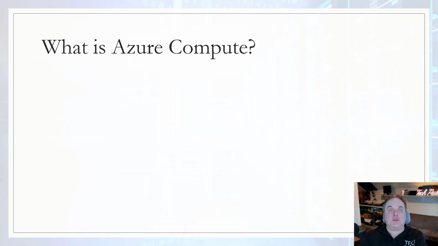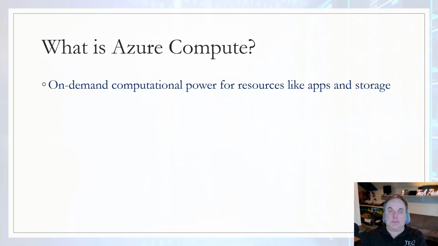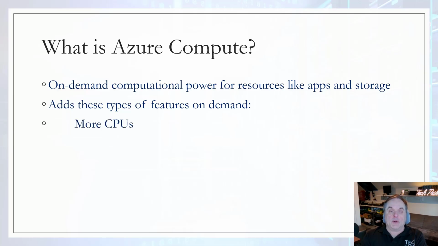So what is Azure Compute? As you can see, it's on-demand computational power for resources, for things like applications and storage. You're going to add these types of features on demand in order to increase your computational power. More CPUs, in this case they would be more virtual CPUs for virtual machines. Additional RAM for those virtual machines as well. Larger storage, it could also be faster storage, but you could also choose slower hard disk drives if you want to save some money.